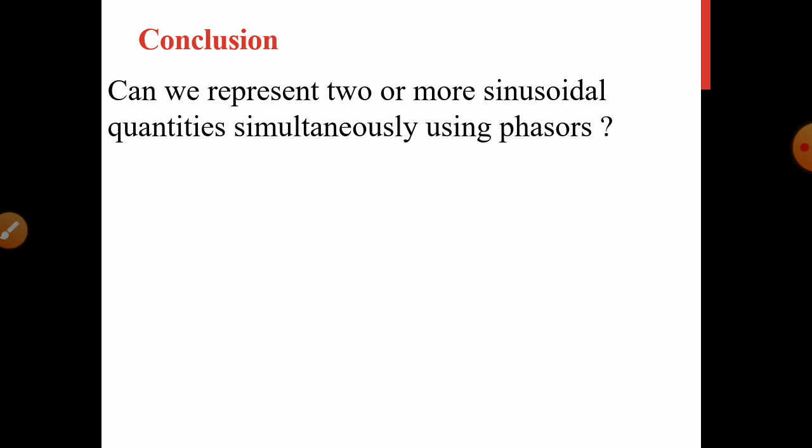Can we represent two or more sinusoidal quantities simultaneously using phasors? Yes, we can represent two or more quantities simultaneously on the same phasor diagram, if and only if their frequencies are the same. If the frequencies are not the same, then they cannot be represented on the same phasor diagram.